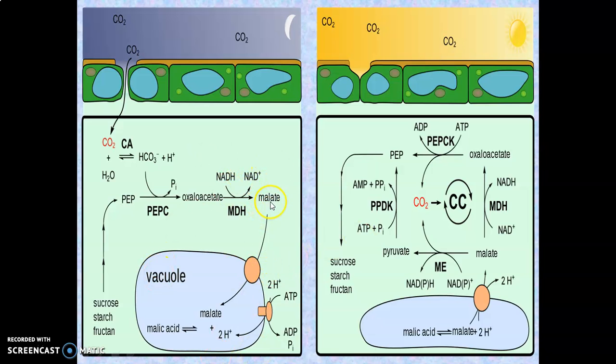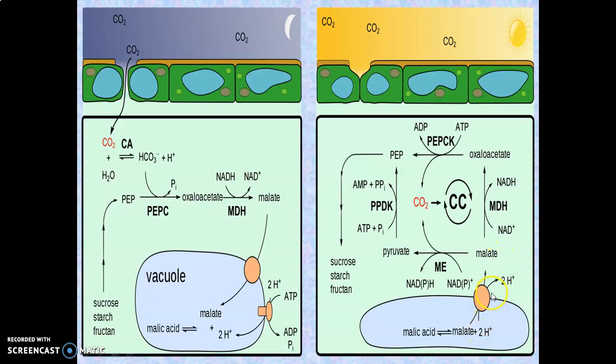So when this malic acid formation takes place, it is stored in the vacuole. In the vacuole, this malic acid is stored during the night time. Okay, so that means during the daytime, this malic acid enters from the vacuoles into the mesophyll cells.